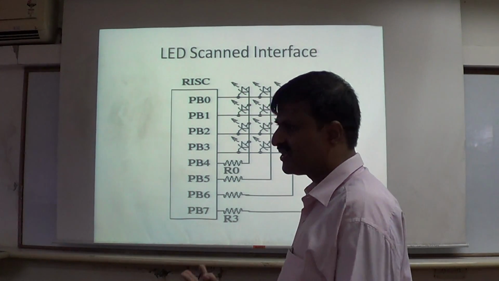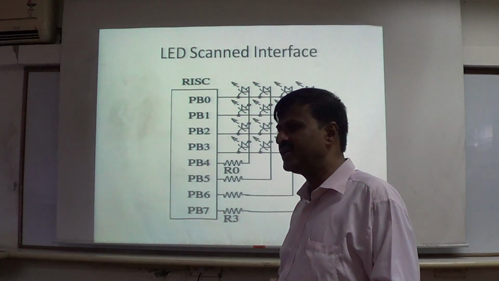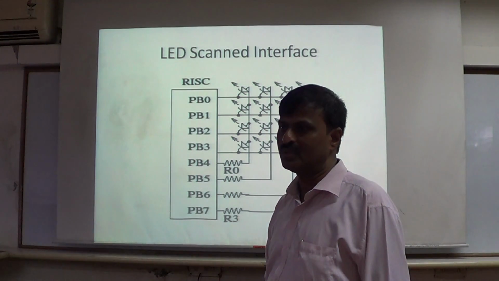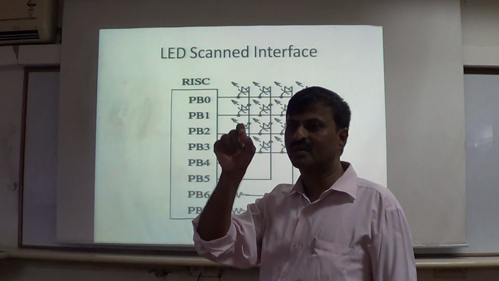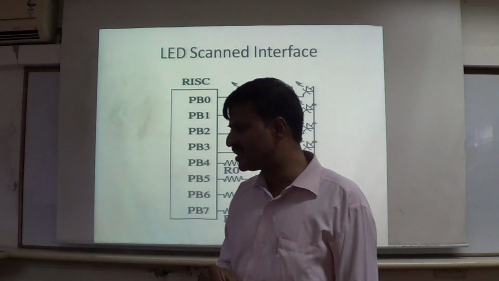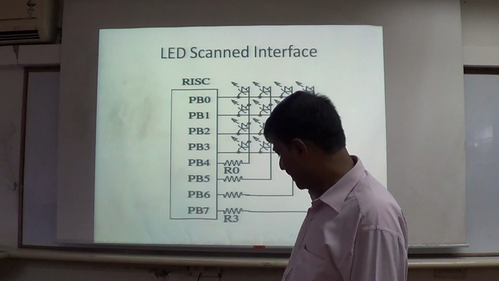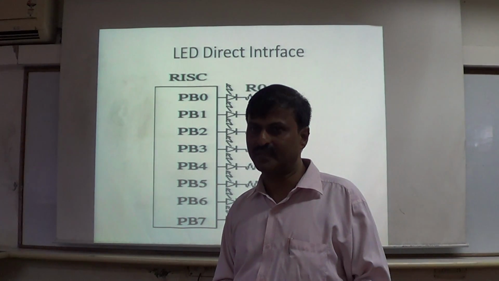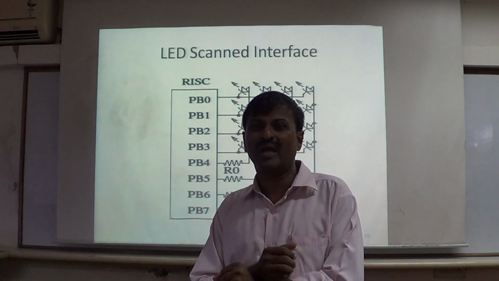There are several ways of interfacing the LEDs. If you want to increase the number of LEDs, you can also connect them in a matrix form, rows and columns. So you will have to select a specific row and then select the column. Accordingly, a particular LED will be on. As you can see here, this is also correct, and this is also correct. But the advantage of this one is that they are directly connected, whereas here it is in a matrix form. You will have to do scanning.